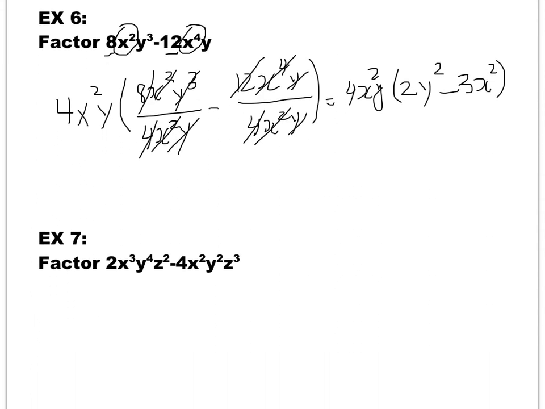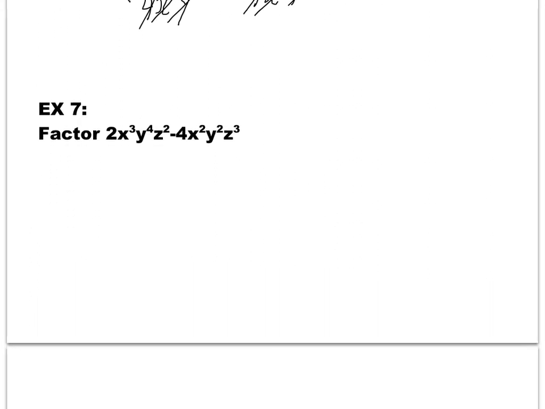So let's do another example. You're supposed to find the factored form of this polynomial. First, we can see that between 2 and 4, the GCD is 2. Between x cubed and x squared, we have x squared, which is the lowest exponent, 2. Then between y4 and y2, I have y exponent 2. And between z squared and z cubed, the minimum exponent is 2, so it's z squared. Now, I'm going to divide everything by 2x squared, y squared, z squared. But I'm not going to, like before, write the fraction. I'm going to divide it mentally.